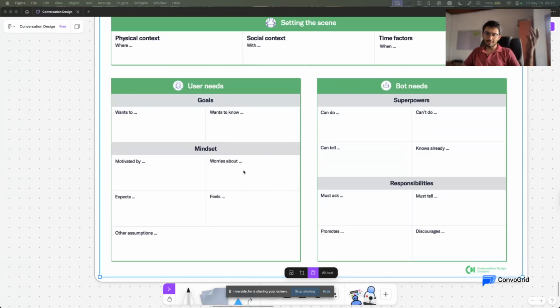He may worry about the cost of the plane. He may worry that this is a difficult process and he'll have to fill a lot of forms. What he expects, meaning his expectations of using this system, is that he wants to make his life simple. He wants to easily find a suitable plane and easily book a ticket. His feelings when using the application or the bot: he may feel overwhelmed initially. He may feel relaxed when he sees that there's an agent that can help him, that is friendly with him. And any other assumptions that you have about the user, you can write here.